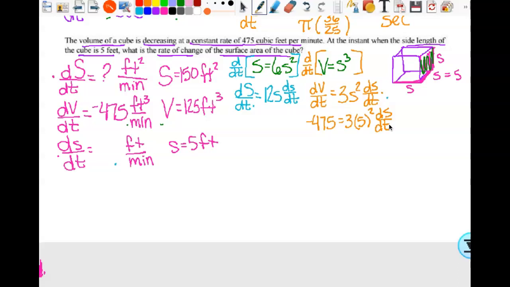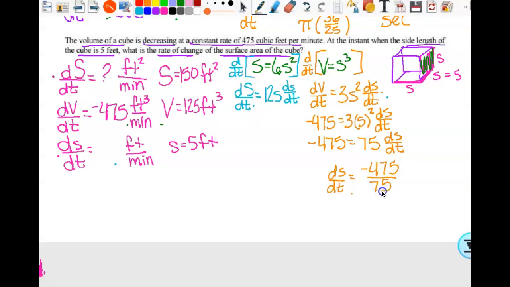So this is 3 times 5 squared. 5 squared is 25, times 3 is 75. So negative 475 equals 75 ds/dt. So then ds/dt, little s, is equal to negative 475 over 75.